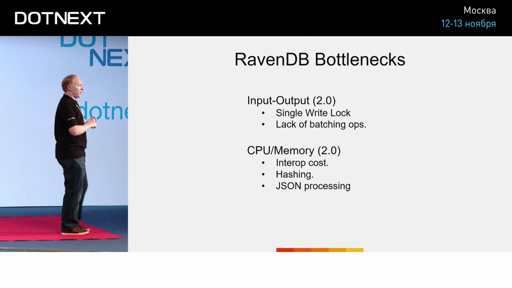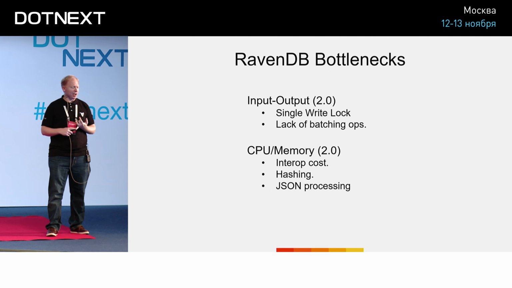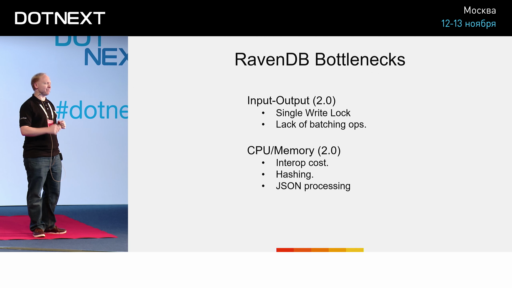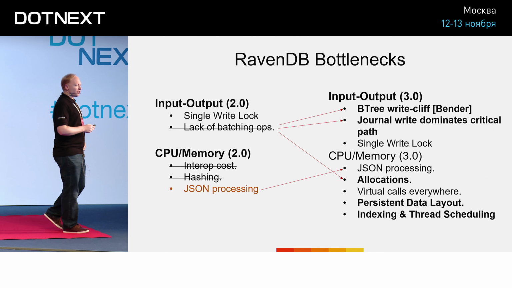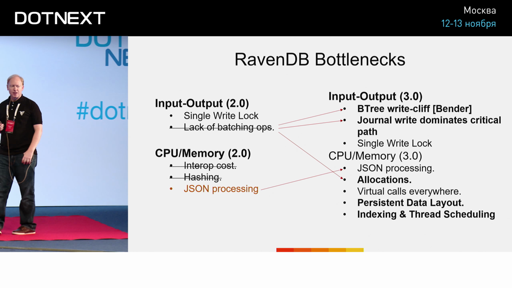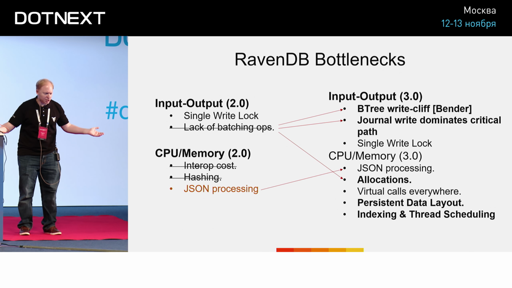We were doing a lot of hashing. We are talking about cryptographic hashing. We did a lot of JSON processing. So we set up to optimize the 2.0 code base, and we said, okay, we have this problem with interrupt.